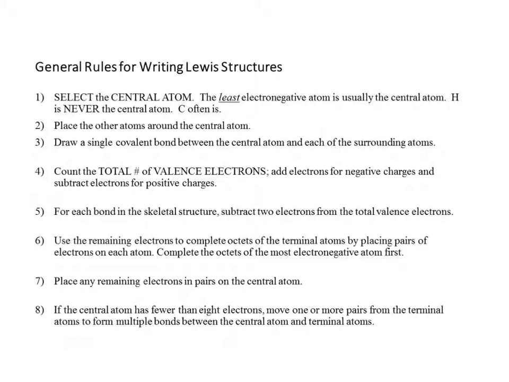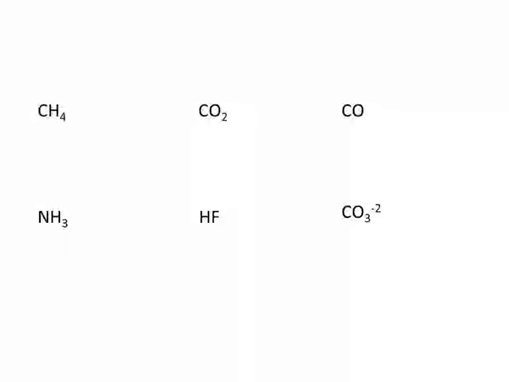So those are basically the rules that we're going to follow. And if you do these rules, 99.9% of the time, you're going to actually get the structure the first time. Okay, so let's start with the simplest one first. And the simplest one has no central atom, and it's going to be the HF molecule here. So let's look at that first.